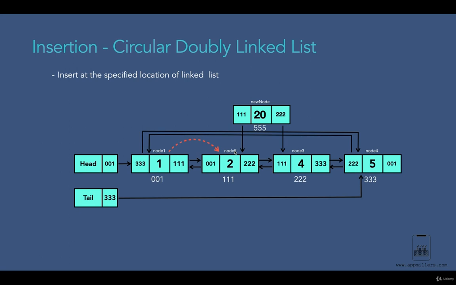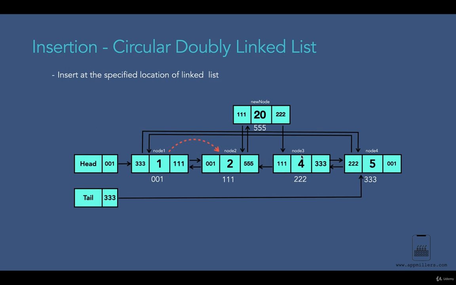Now the next thing that we have to do is create a link between node 2 and new node. As we know, new node will be after node 2, so node 2's next reference has to point to new node. Now it points to node 3, so we are going to update the next reference of node 2 to 555, which is new node's physical location. With this, we are creating a link between node 2 and new node, and the link between node 2 and node 3 gets destroyed.